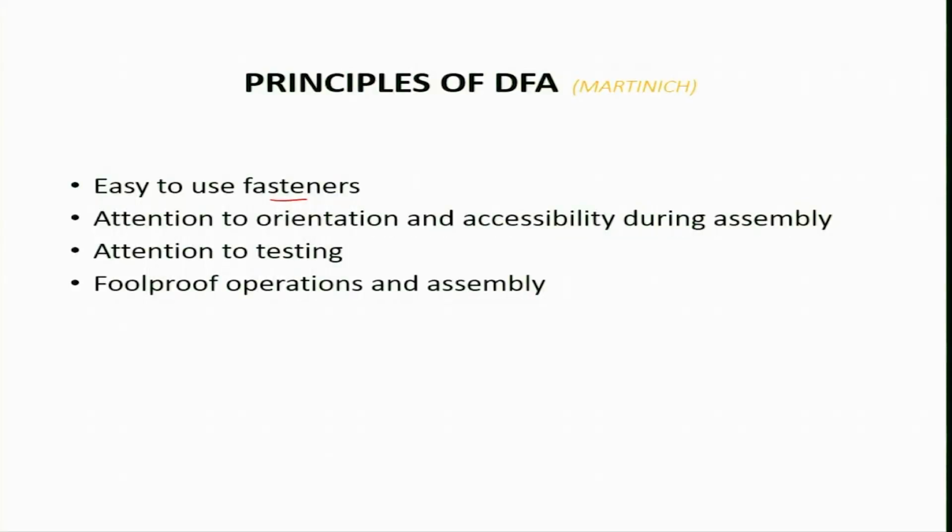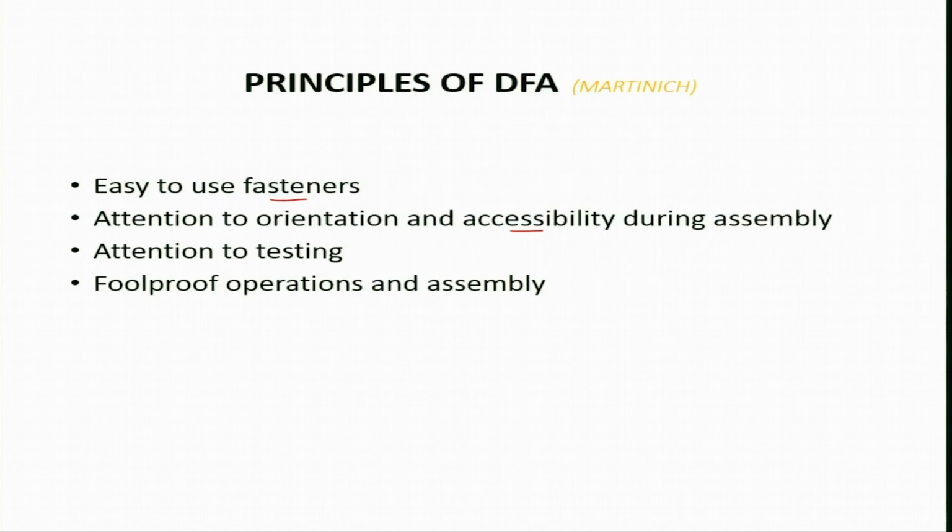Attention to orientation and accessibility during assembly should be kept in mind. How are these parts going to be accessible from the outside? Many times in automobiles we have seen that there may be a small fault, but the location of that component is very deep inside the engine. You have to take out several components and then you reach that particular part. And the failure or maintenance requirement of that particular part is very high. So we should keep in mind that such parts and components should be accessible from the outside itself, so that they can be maintained, and in case required, assembled and disassembled very easily.